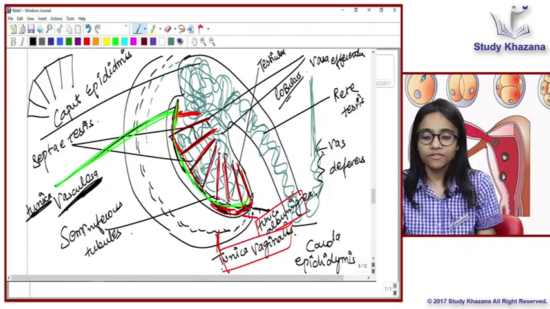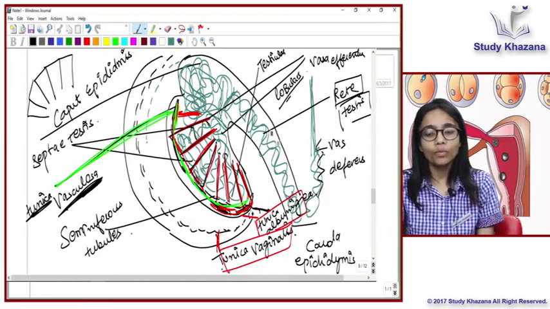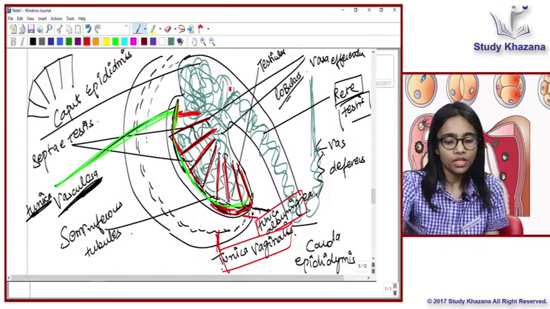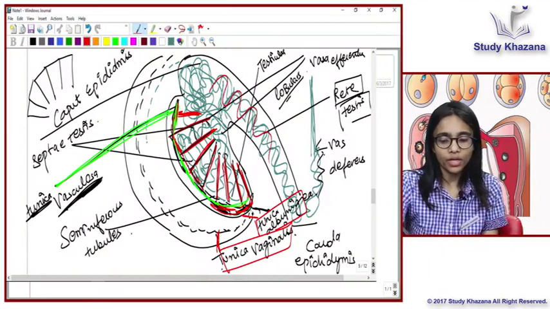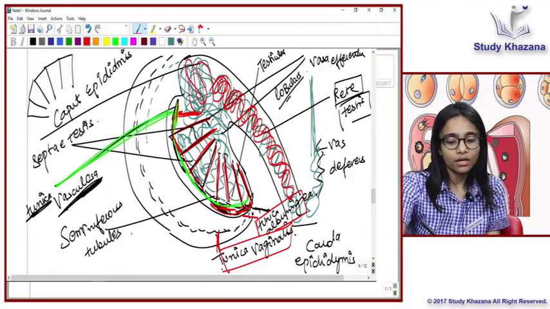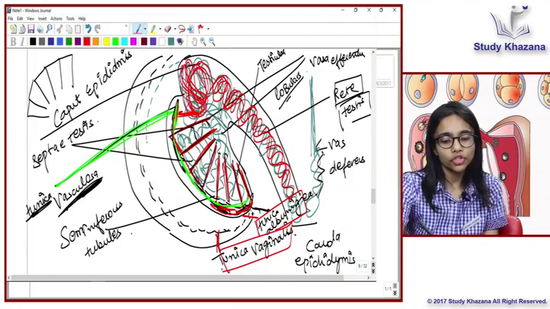Then you have vasa efferentia. Then you have rete testis. The rete testis that is coming from top to bottom, this one. Look here with the right diagram. These intermingled structures are coming from top to bottom. Then you have the extremely coiled structure here.